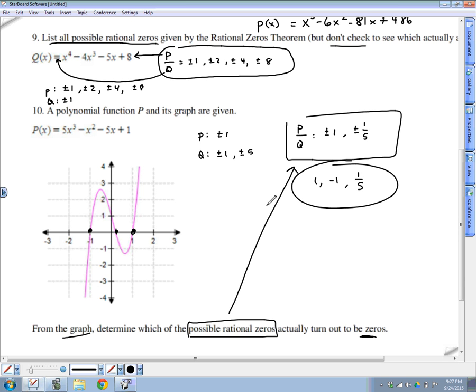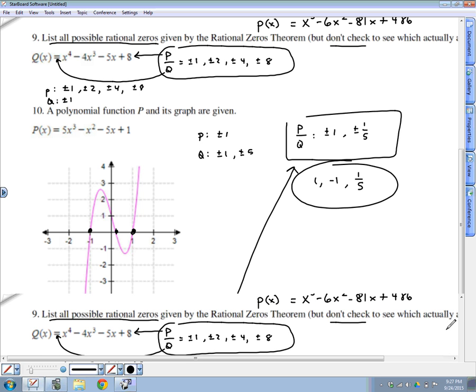Now it doesn't ask you to do this, but if you wanted to be sure, you could do synthetic division on these to make sure you get a remainder of 0. Let me show you here. So drop in the 5 and multiply. We get a remainder of 0, so 1 works, and it would be the same for the other 2 zeros. Okay, next question.